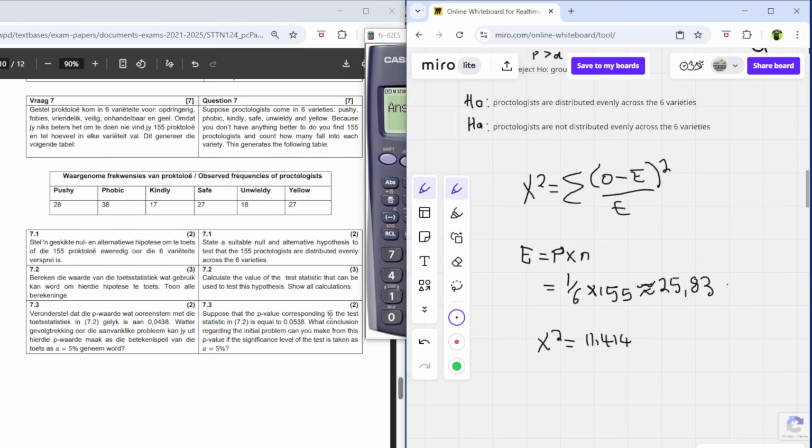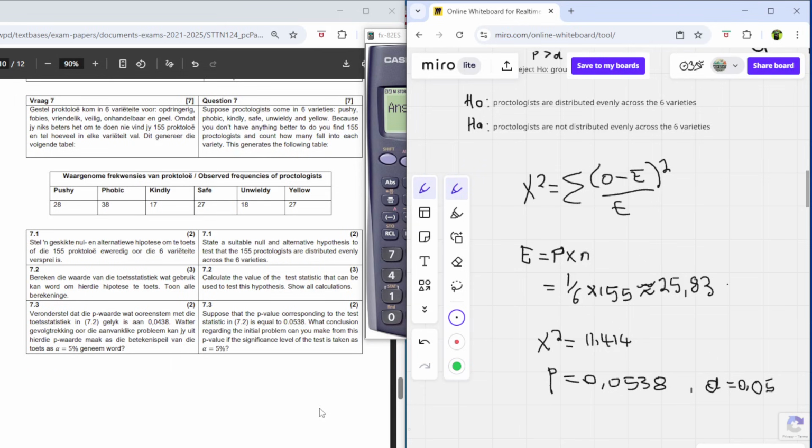Question 7.3 says, suppose that the p-value corresponding to the test statistic in 7.2 is equal to 0.0538. I said 83, sorry. 0.0538. I guess I'm getting tired. Now, the p-value is more than alpha. Alpha is equal to 0.05. Significance level is 0.05.